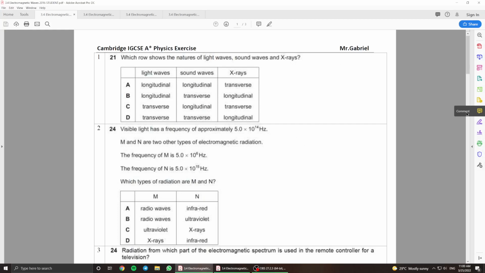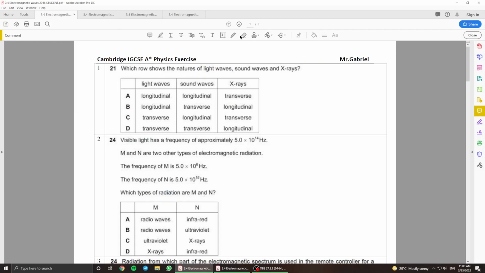Okay, ladies and gentlemen, this is the final chapter of wave physics. Looking at this question here, which row shows the nature of light waves, sound waves, and X-rays here? So light waves are supposed to be transverse waves, sound waves are definitely longitudinal waves, and X-rays are also transverse waves. So C is the answer here.